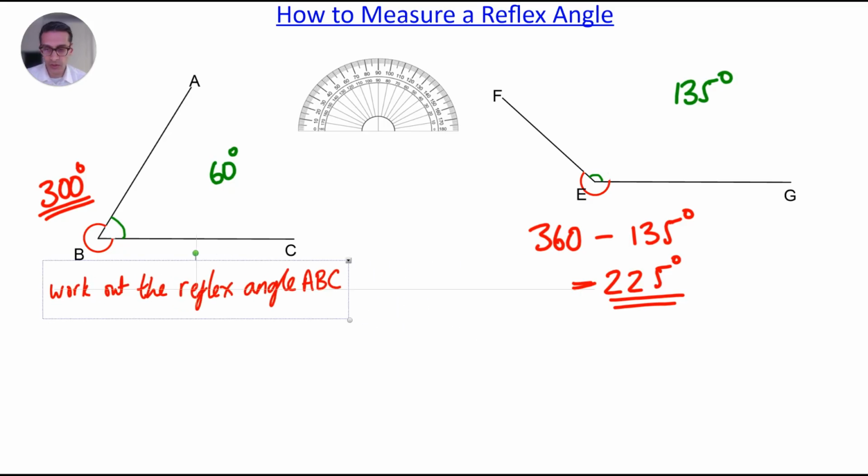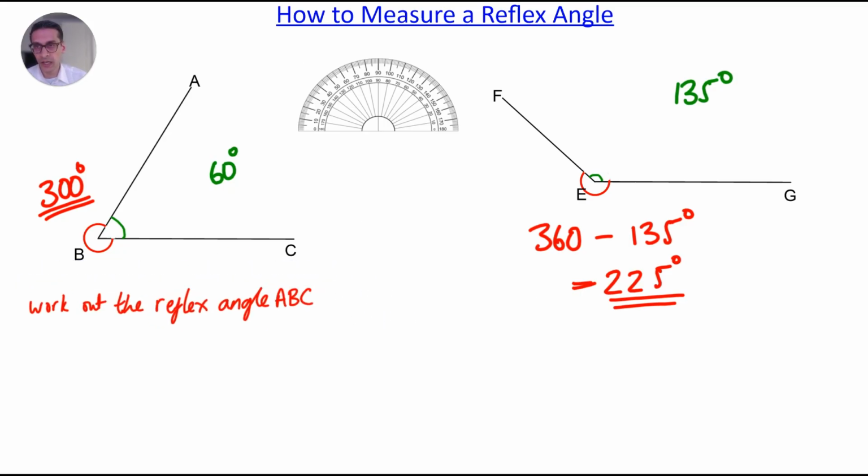The other way that these questions might be asked is if you have your two lines that form an angle, it will just be the one that has the arc drawn around it. So you'll see an arc here, and you're just going to be expected to work out the angle of the purple arc. That is how you're going to work out reflex angles.